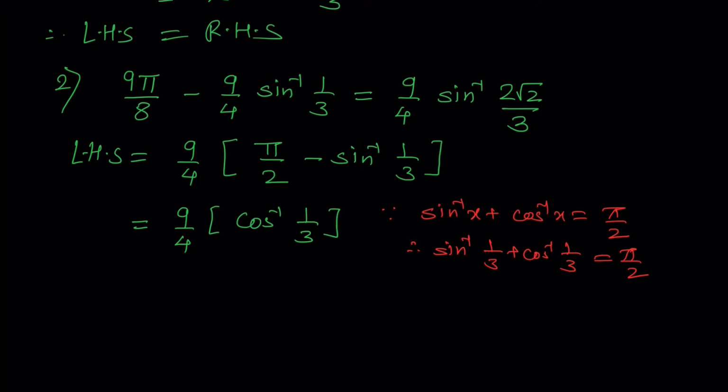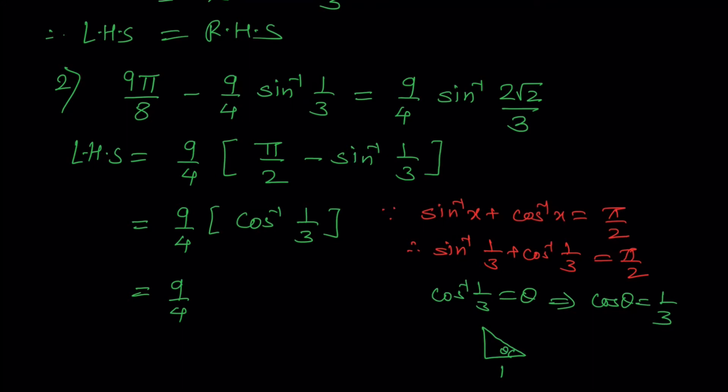Our right hand side is 9 by 4 sin inverse of 2 root 2 by 3. That means instead of cos inverse we want to have a sin inverse term. Now if we consider cos inverse of 1 by 3 is theta, it will imply cos theta is equal to 1 by 3. So use trigonometric identity or use Pythagorean triplet.